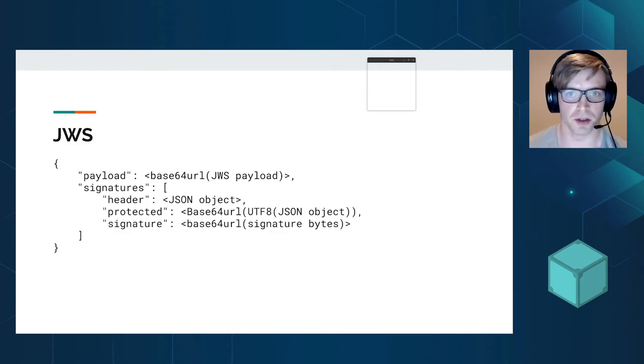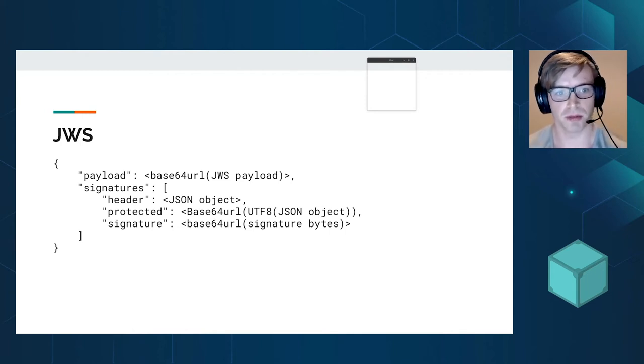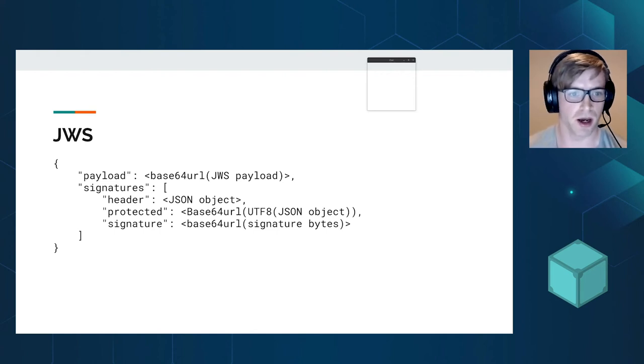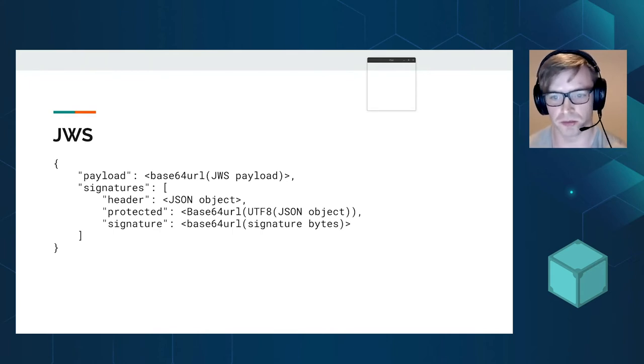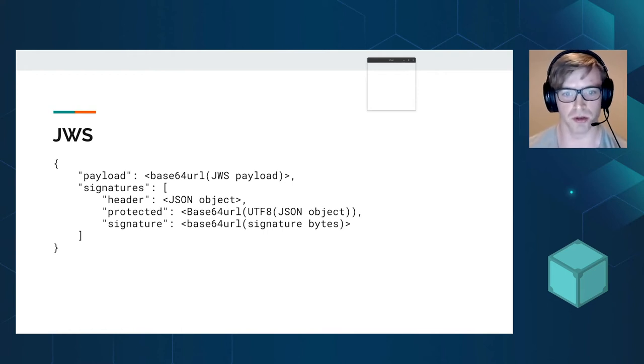So what do these objects look like? This is what a JWS looks like. So you have some kind of payload, which is arbitrary binary data that you're signing, and then a series of signatures, which are signatures over that data. And the elements of these signatures, so you've got the signature itself, which is just the bytes of the signature. And then you have some elements, the header and protected header, which effectively represent metadata about that signature, which the implementations can use to figure out how the signature was made and to verify it.